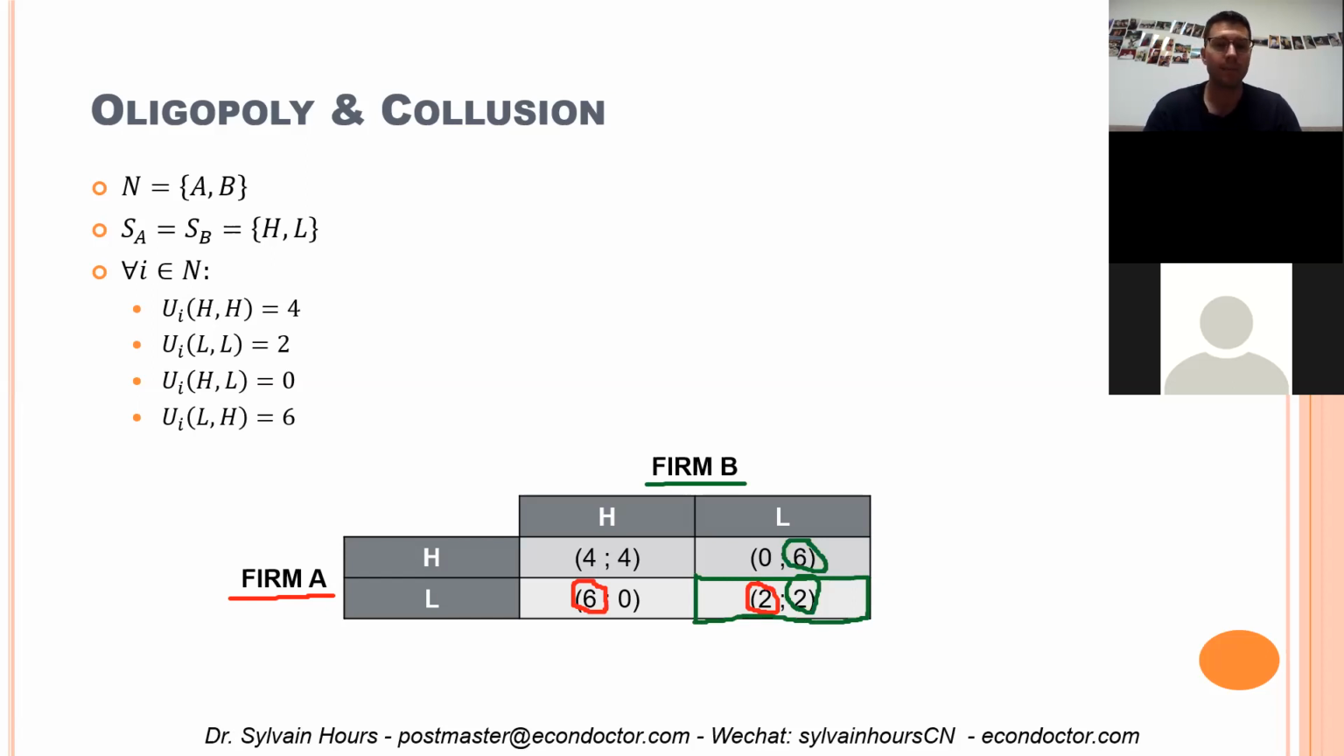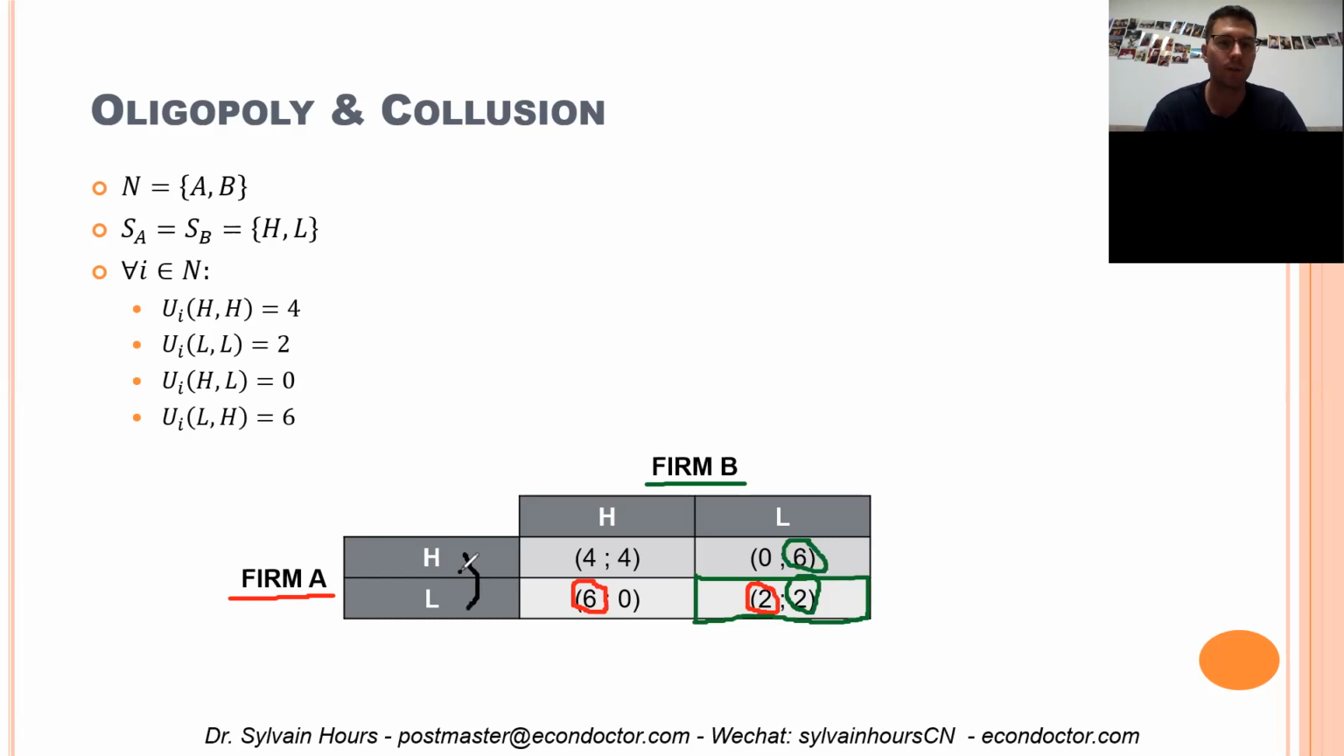More precisely speaking, it means that when both firms charge a low price, none of them has an incentive to change its strategy. We see that if we start from this situation where both firms charge a low price, firm A doesn't have an incentive to change its strategy. If firm A changes its strategy from low price to high price, it would get from $2 million to $0 million. Okay, so it's not a good idea. So firm A will not change its strategy.